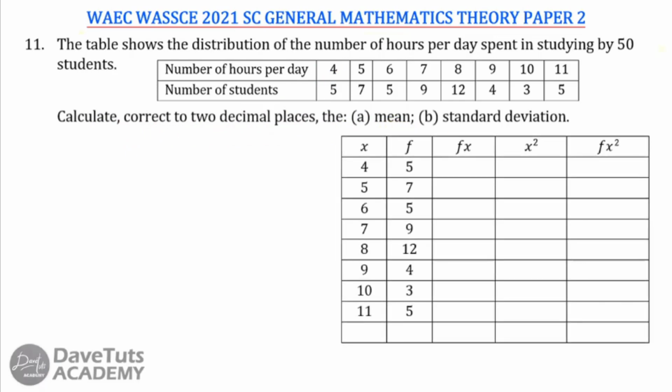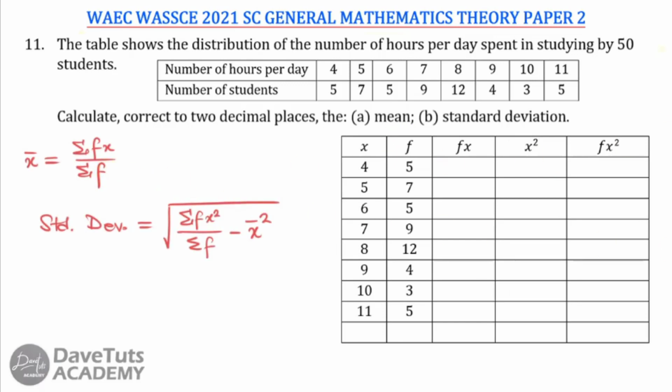So I prepared a table that we are going to use to compute the values that we need, and the formula that we'll be using is here. For the mean, we need to find the summation of the product of the frequency and the data set. And here, the data set happens to be the number of hours, and the frequency is the number of students. So we'll divide that by the summation of the frequency.